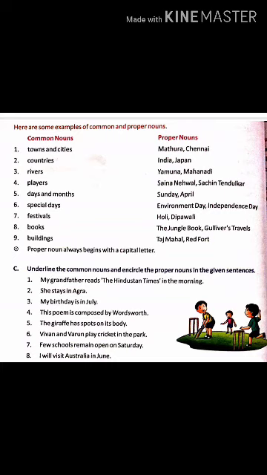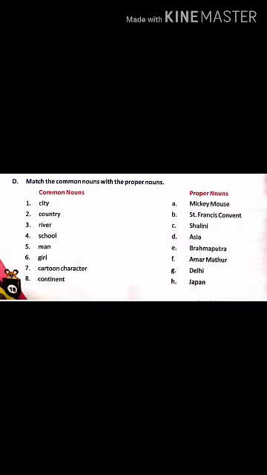This is the first exercise, in which you have to match the examples of common and proper nouns. First is towns and cities. On the right side the names of the towns and cities are written. From that you have to match. In the next exercise, you have to underline the common nouns and encircle the proper nouns in the given sentences. You can see there are 8 sentences in which common nouns and proper nouns both are there. You have to do this exercise.